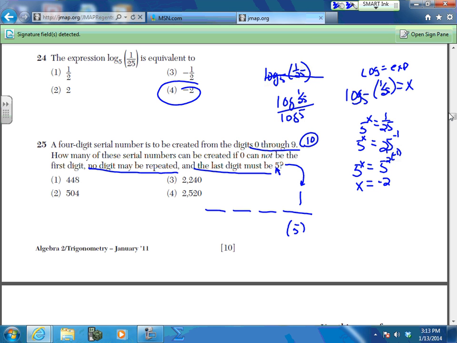Now, no digit can be repeated. So this one cannot be a 0 and cannot be a 5. So now I have 8 choices. Now, out of these, I have 8 left to choose from, then 7 left to choose from, then 1 left to choose from. I would make sure I started at this one.